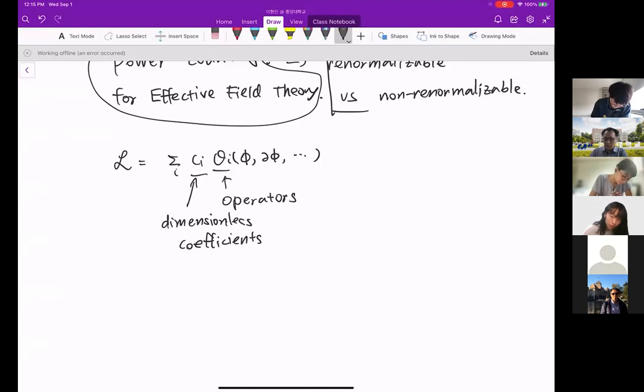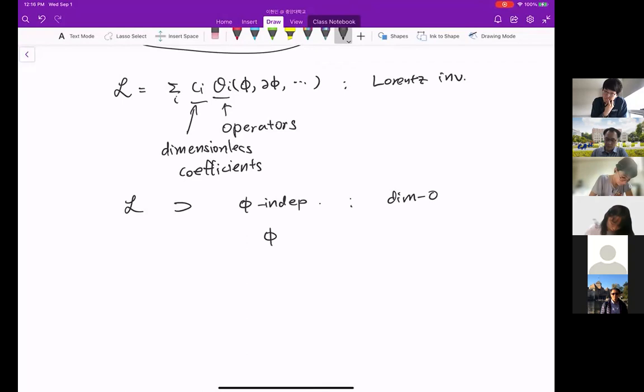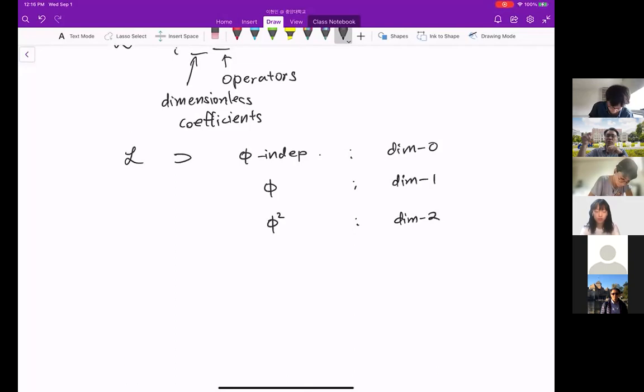So we require Lorentz invariance for the Lagrangian. When we extend the Lagrangian, it may contain a phi-independent term. The phi-independent term is dimension zero because there is no phi dependence. In terms of phi, it is dimension zero. Then we can have a phi in the Lagrangian, and this is dimension one. And phi squared, we know this is mass, right? This is dimension two. I'm counting the full dimension. So phi squared is dimension two, phi cubed is dimension three.